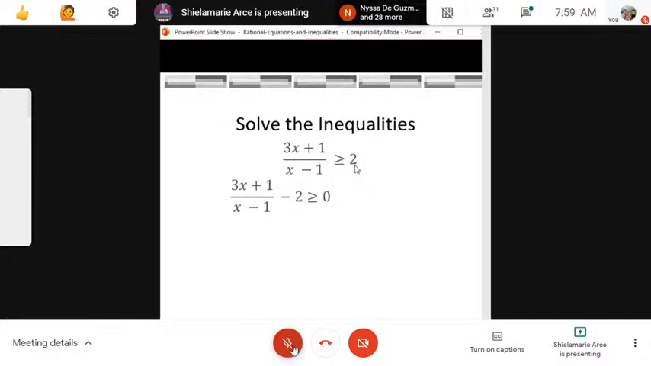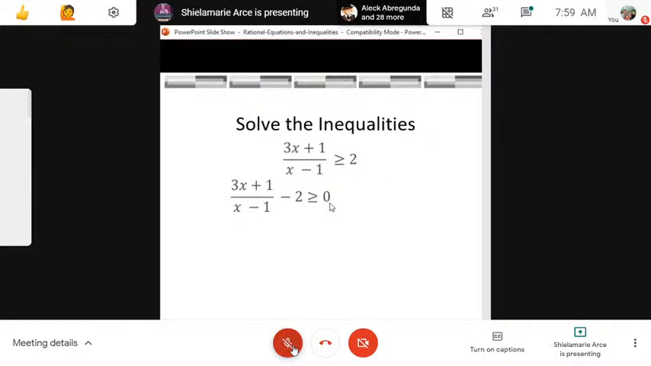Ito na po siya, ililipat na natin. So yung 2 na positive sa right, pag nilipat sa left, maging negative 2. So syempre ito, kopyahin lang natin. Ayan pa rin siya. Tapos yung right side mo, nag-equal to 0 na. Okay po? Tapos saka natin hahanapin ang LCD.